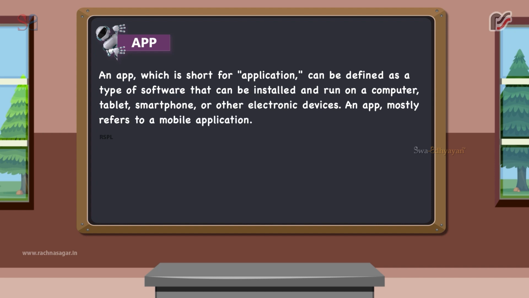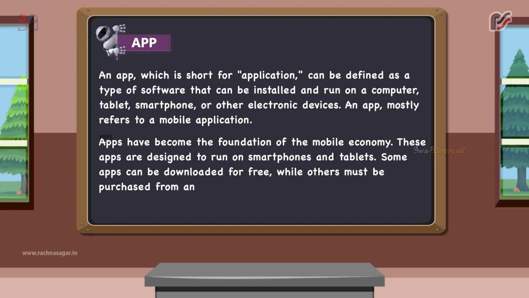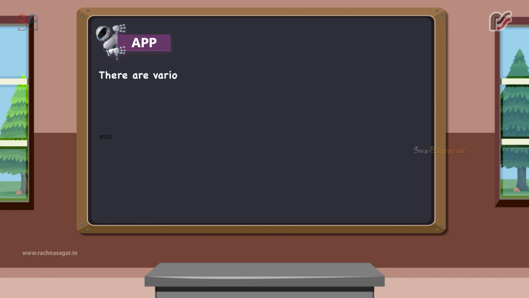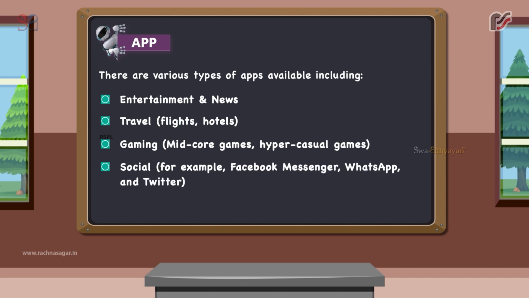An app mostly refers to a mobile application. They have become the foundation of the mobile economy. Some apps can be downloaded for free, while others must be purchased from an app store. Mobile applications are also important due to their versatility. There are various types of apps available, including entertainment and news, travel for flights, hotels, gaming for mid-core games or hyper-casual games, social such as the following.